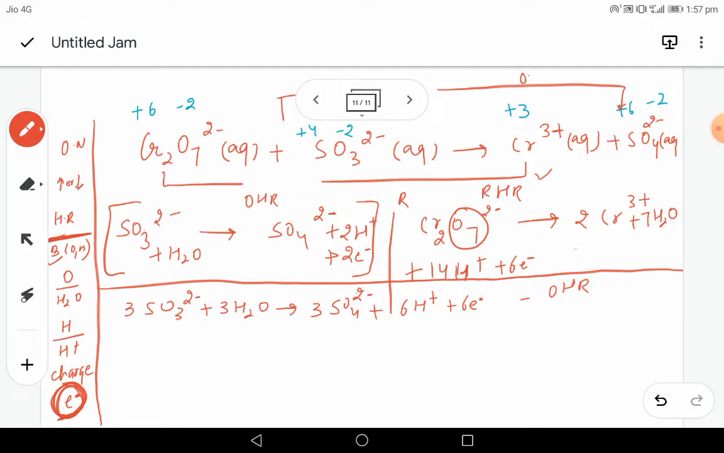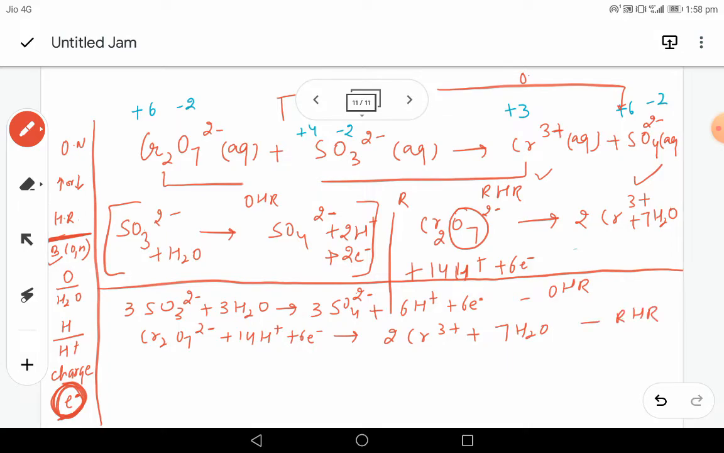Now we have to combine it with the reduction half. So let us write the reduction half now. Cr2O7 2 negative plus 14H positive plus 6 electrons. It will give 2Cr3 positive plus 7H2O. This is my reduction half reaction.